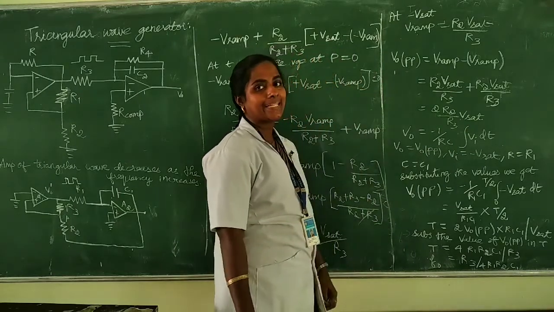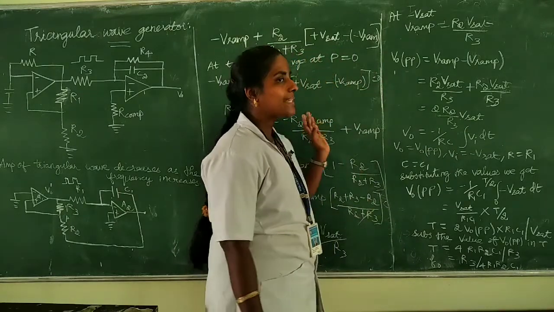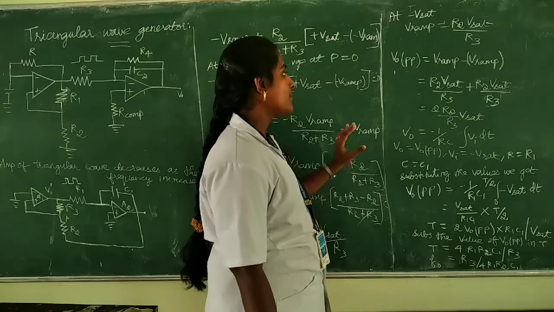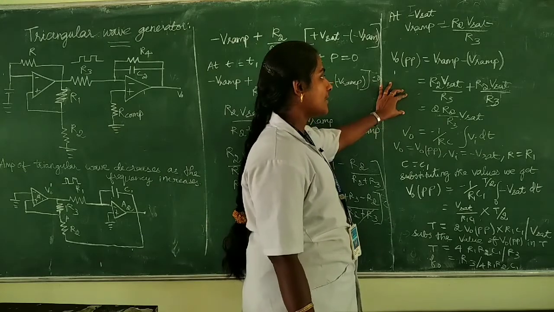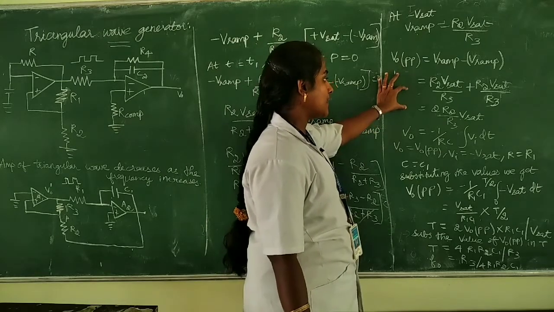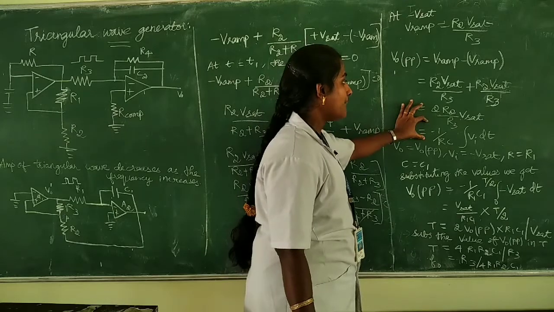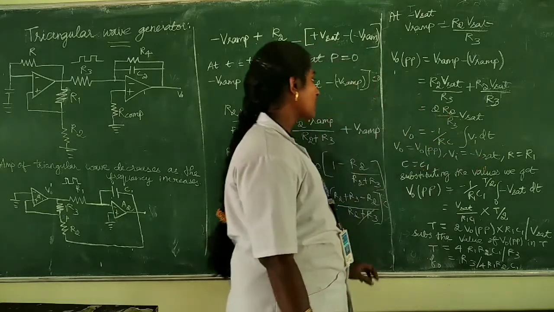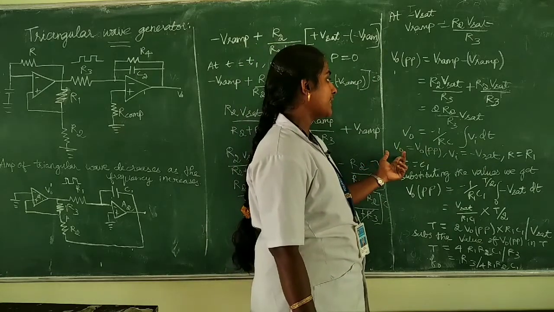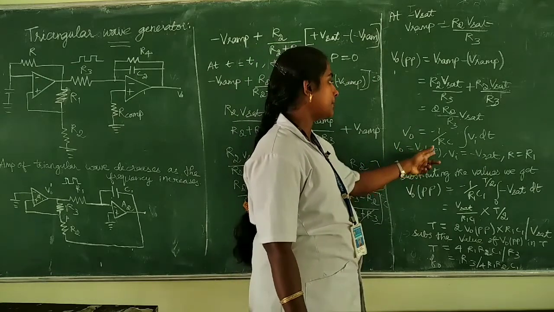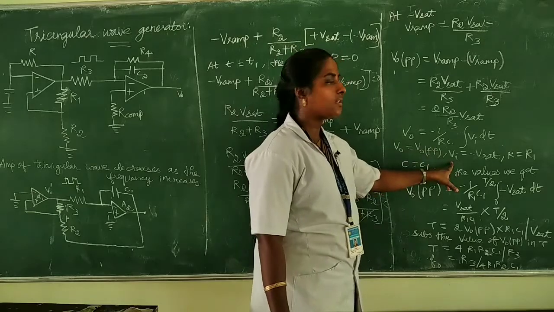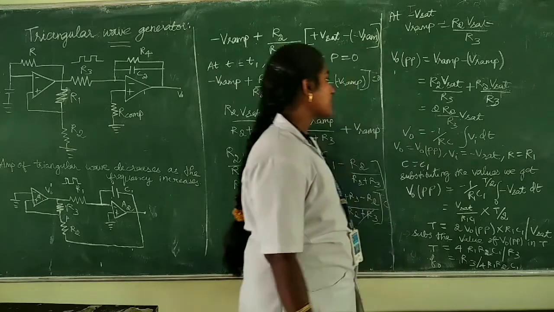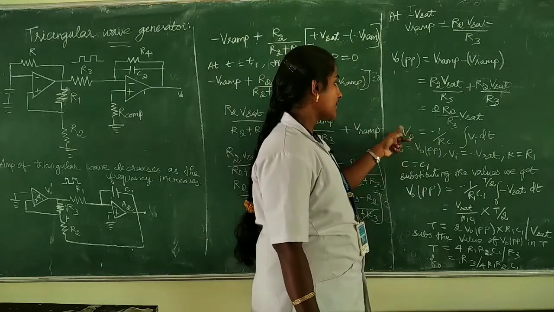Now we have to integrate, because by integrating the square wave only you will get the triangular wave. So we have to integrate this V naught, that is the V ramp value. V naught is equal to minus 1 by RC integral Vi dt. We already know that V naught is the peak to peak value, Vi is equal to minus V saturation, and R is equal to R1. So substitute the values in this equation.